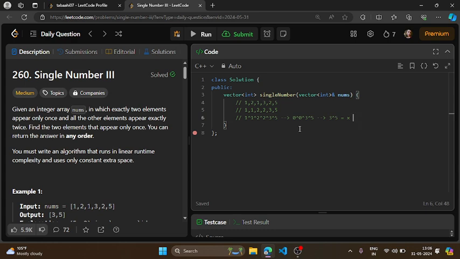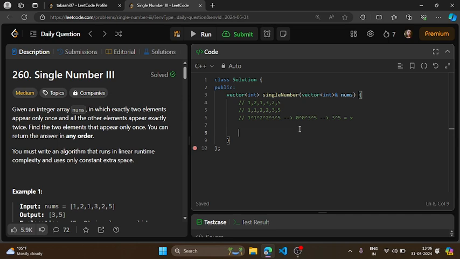So in this way you cannot find the two elements separately, because in the answer we have to return the two elements separately, right? So we cannot find them this way. It was valid only for the question where we have only one element which appears once and all other elements appear twice. So here we are getting the XOR of the two target elements. Now if you want to find the two target elements separately, then how will you approach the question? So let's think about it.